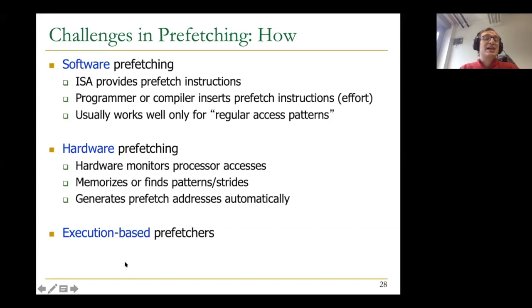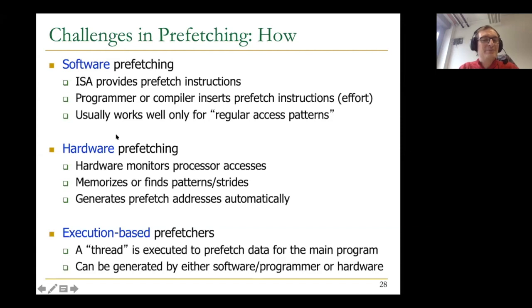Execution-based prefetchers are a different beast. They can be software or hardware or cooperative again. But here, the key distinguishing characteristic is you're using a thread to execute, and you're executing it to prefetch data for the main program. And we're going to talk about how to create this thread. This thread can be created by the software and the programmer, or done in hardware or cooperatively again. And the sole purpose of this thread is to prefetch for the main program.